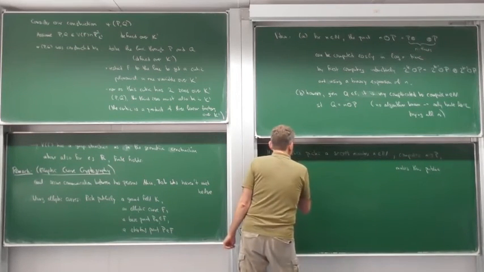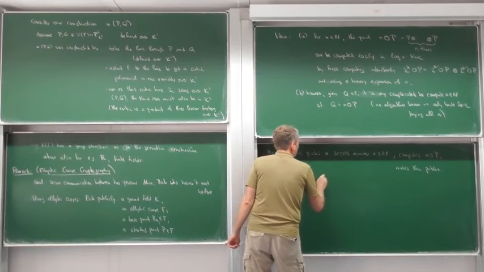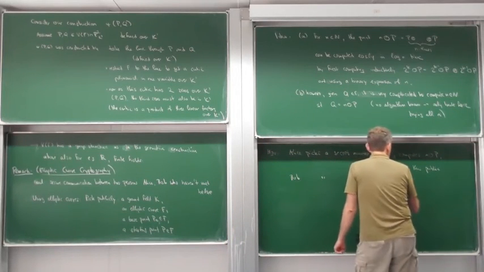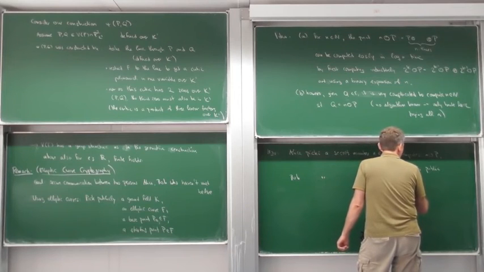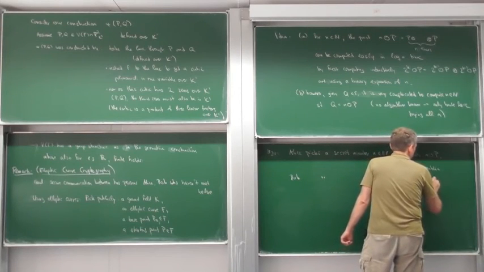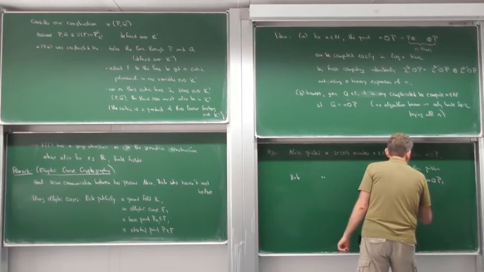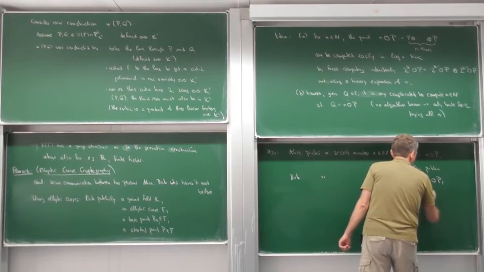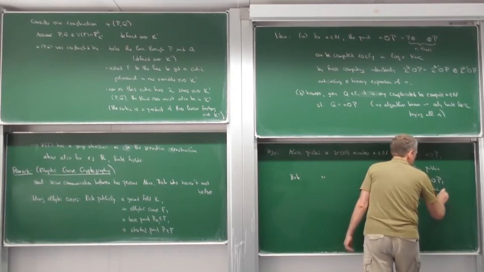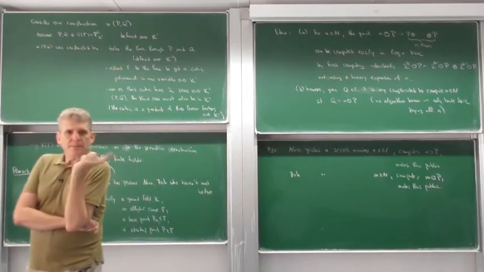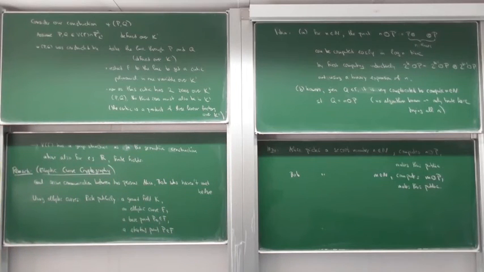And Bob will do the same. Bob also picks a secret number m and computes m times p and makes this public. And the point is now that both can compute m times n times p.